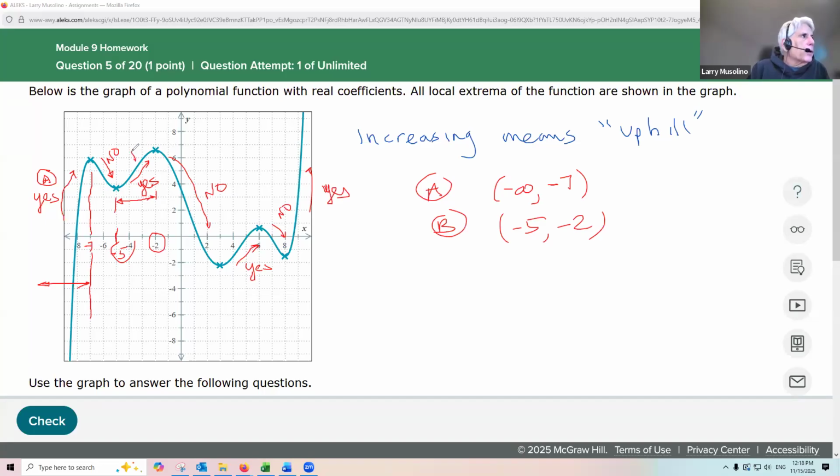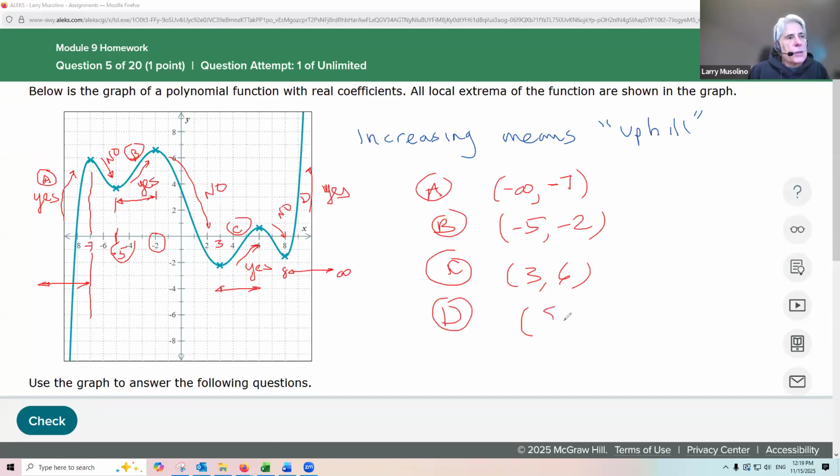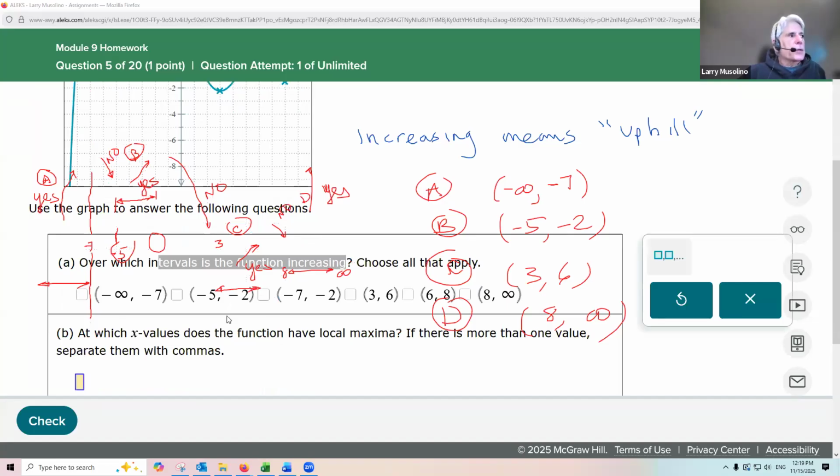Okay, so we're calling this interval B. Let me come here, call this interval C. This looks like x equal 3 to 6. And there's one more. I'll call this interval D over here. It looks like going from 8 to infinity. So these are the 4 intervals where the graph is increasing. So what I would do is scroll down and pick those 4 intervals: negative infinity to -7, -5 to -2, 3 to 6, and 8 to infinity.